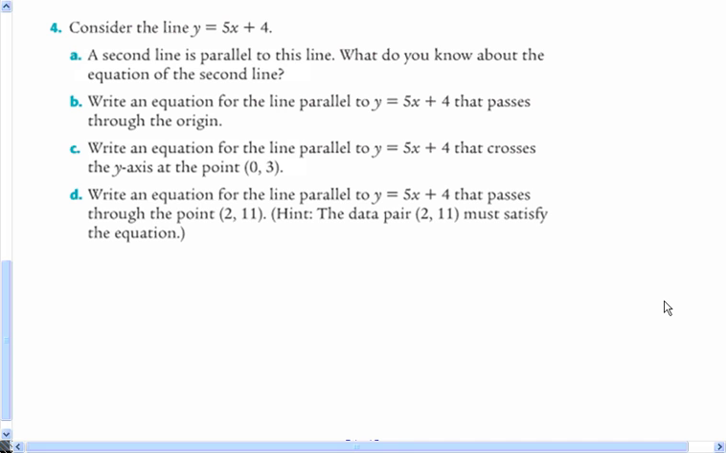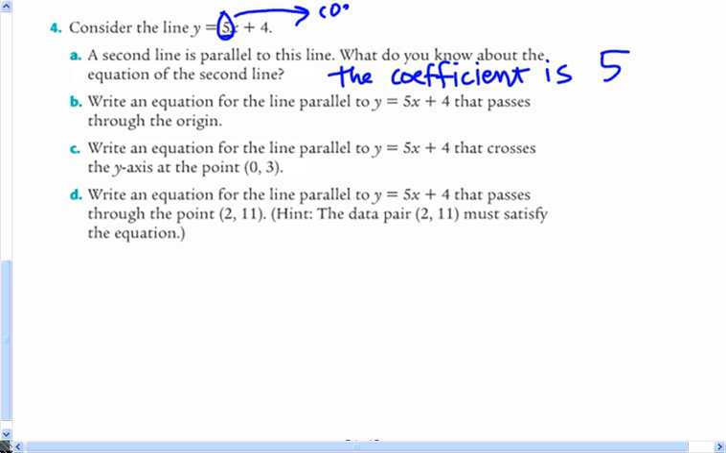Well, if the line is parallel on a coordinate grid, then the slope has to be the same. And the part of the equation that represents the slope is the coefficient. So the slope of the line is 5. So we know the coefficient of the equation is 5. And just as a quick reminder, the coefficient is the number that we multiply by a variable. So that's the coefficient right there.